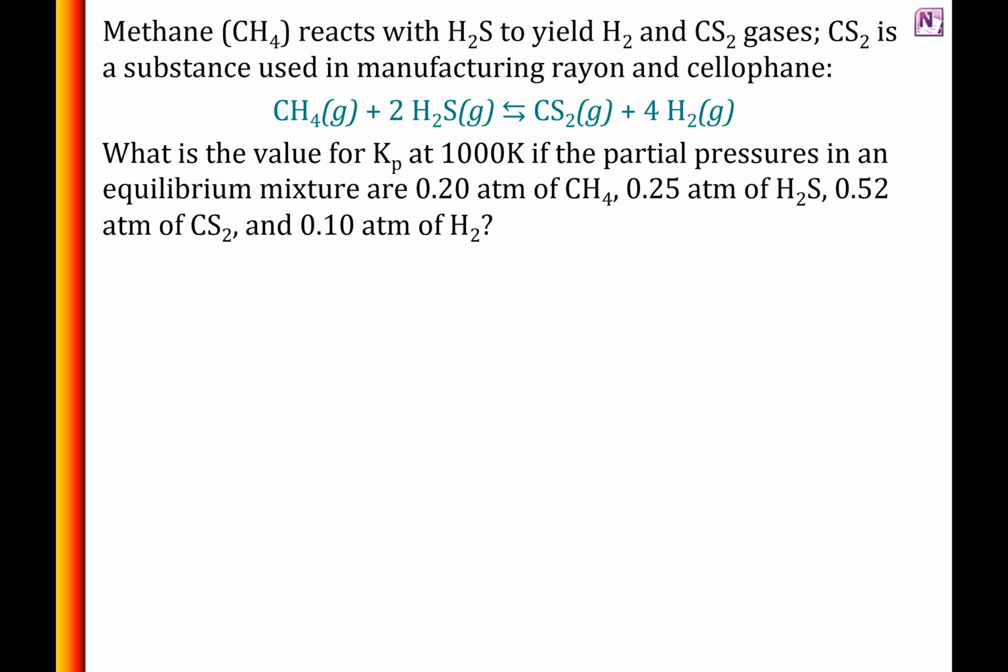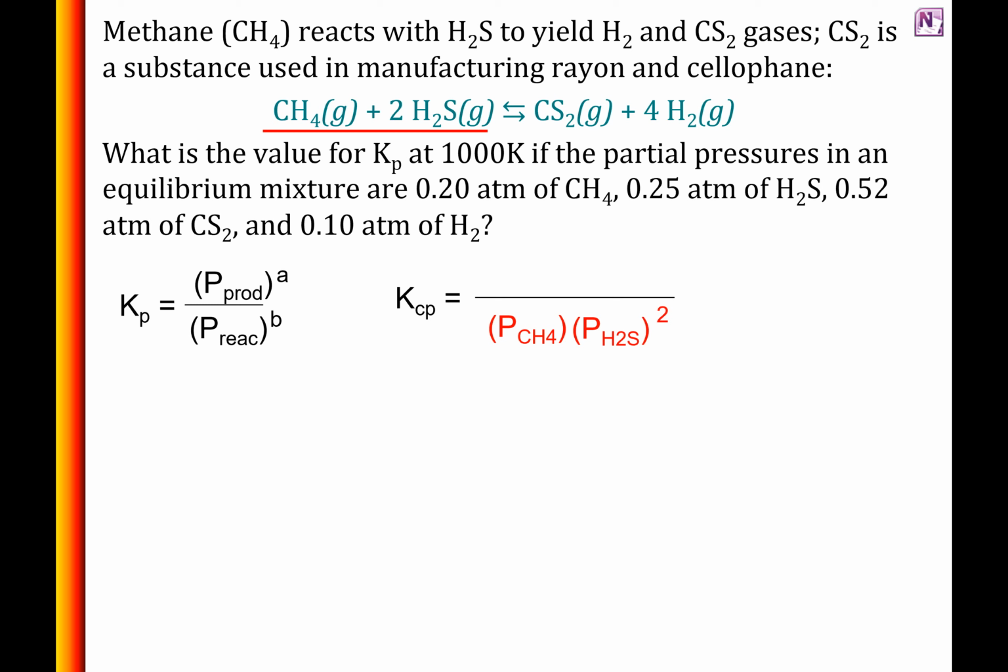Okay, so let's take a look at this one. First write out your Kp expression. So Kp is equal to the pressure of the products over the pressure of the reactants. We'll start with our reactants: the pressure of methane times the pressure of H2S squared. And again, the 2 comes from its coefficient here, so this 2 is this 2.